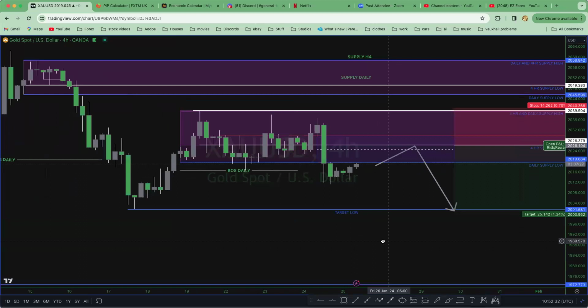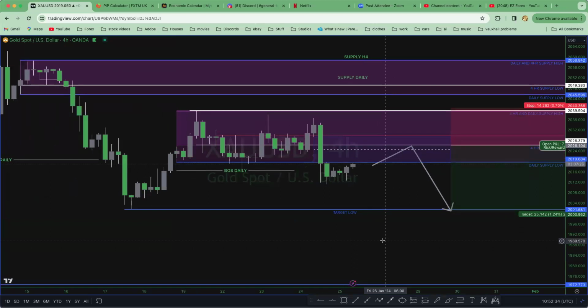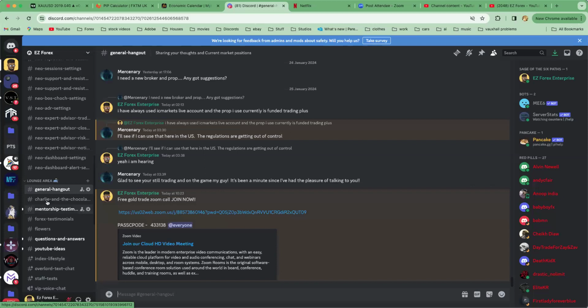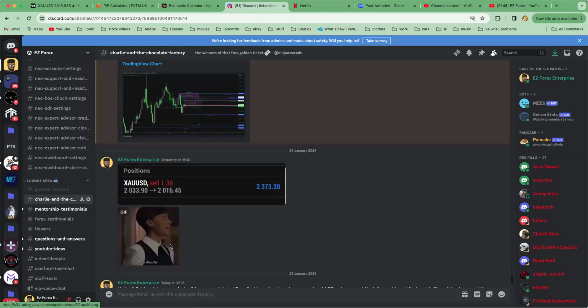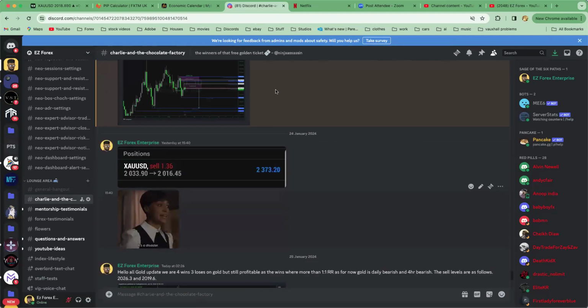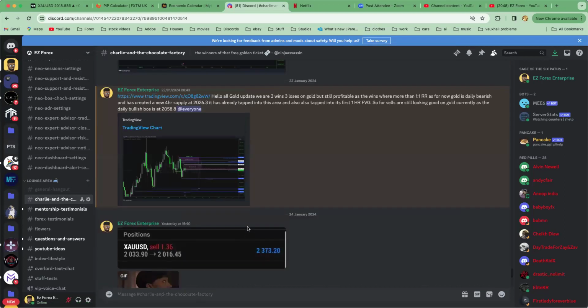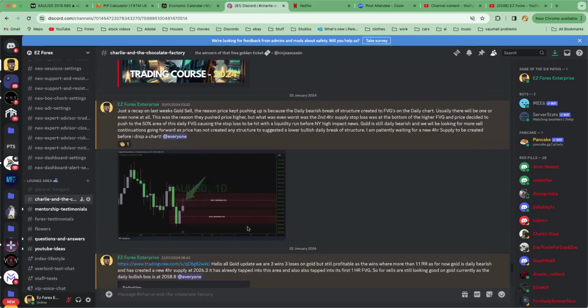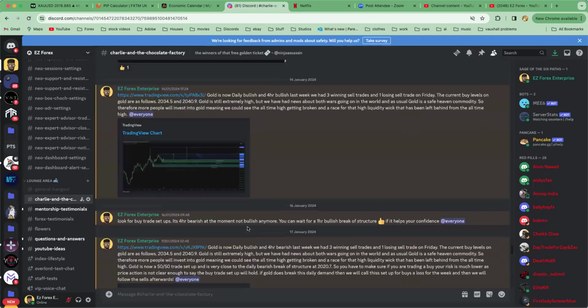So this chart is in the gold group. Sorry, it's in the EZ Forex Enterprise Signal group. The VIP group is pinned in there. It's pinned in Discord as well, in the Charlie and the Chocolate Factory area here. So if you're in Discord, you can see every gold chart analysis. This is the sell that I told you I'm in right there. You can see, boom, it's pinned in here. You can see I'm always putting gold trades in here.